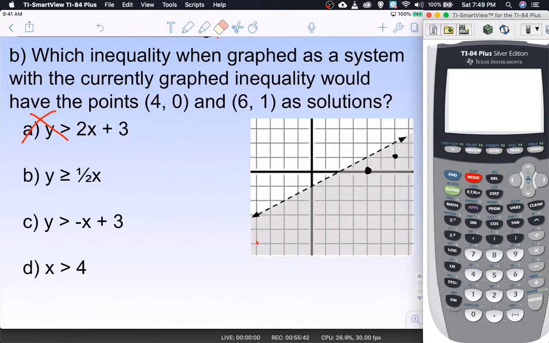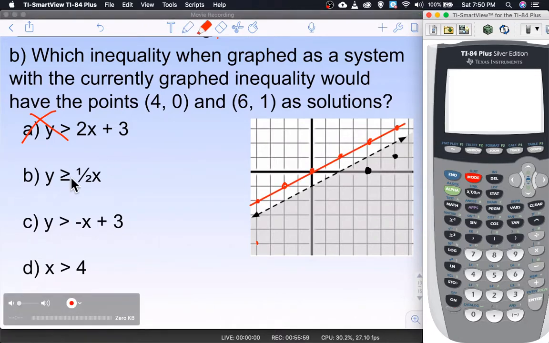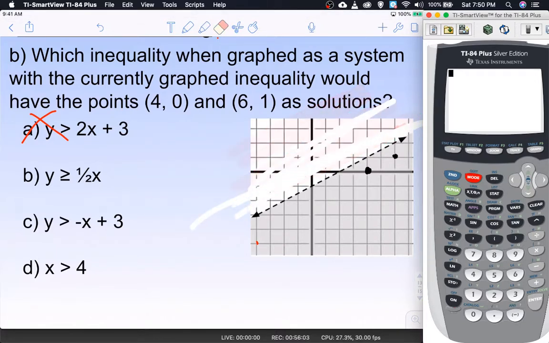Okay, how about letter B? The y-intercept is 0. The slope is up 1 over 2, up 1 over 2, up 1 over 2. And my line is a solid line. And my shade is greater than. Nope, that is not going to be a good answer because the dots aren't in the shaded region of both lines.